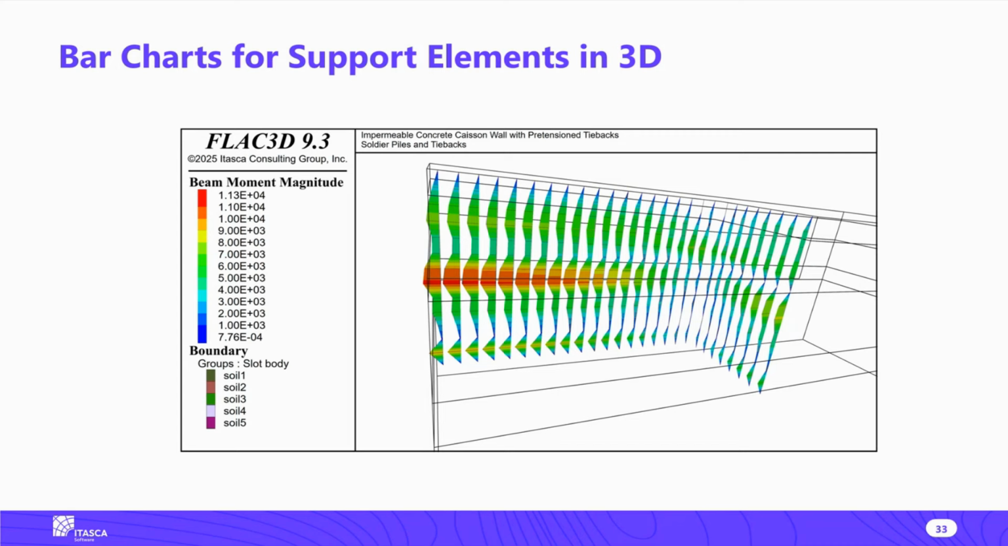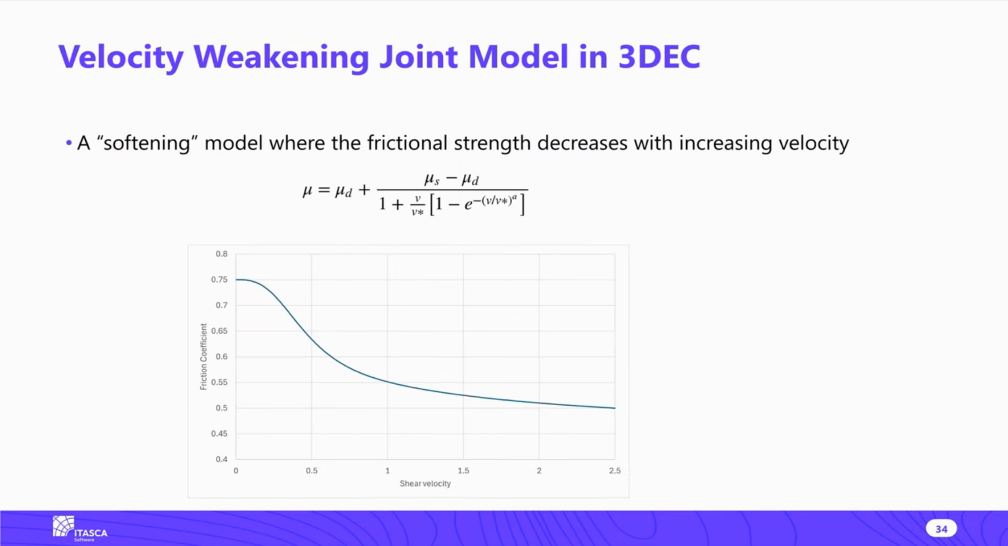And then the very last thing I'll talk about is related to 3DEC. It's a new joint constitutive model in 3DEC. It's a softening type of model. So in the past, we've had models where the friction went from a static level, a fairly high static level, to a lower dynamic level over some specified amount of displacement. So you have this softening behavior.